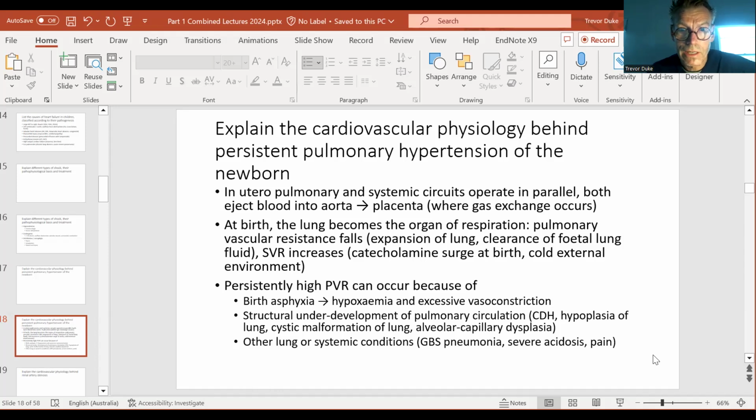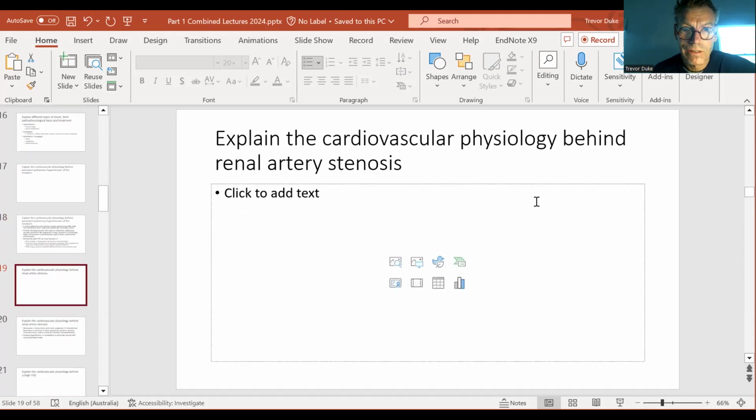So that's the cardiovascular physiology behind PPHN and normal cardiovascular physiology. And I guess you can see how, if you understand the normal physiology and anatomy, then it can help you understand where things go wrong. Right. The second question, again, it's come up in some of the exams over the years.